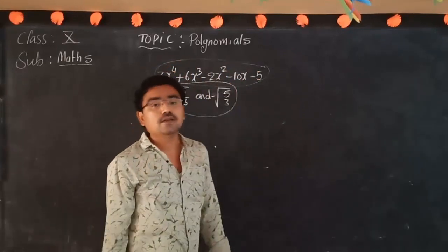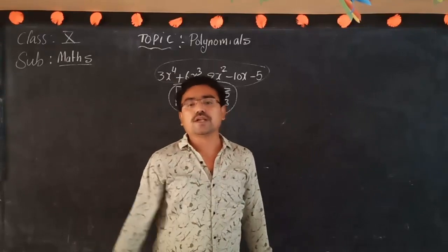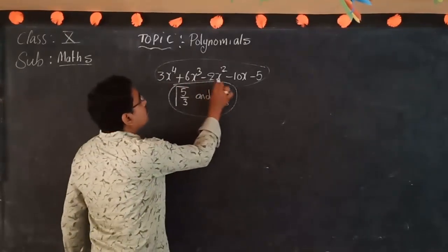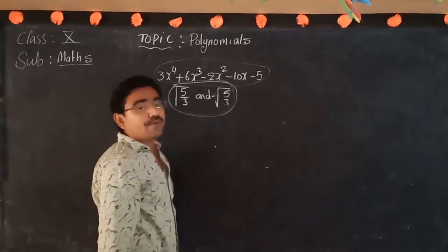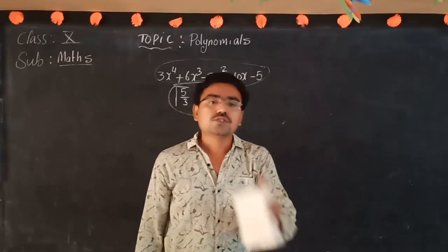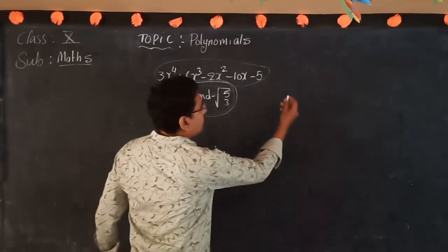So now I said, a biquadratic polynomial, how many zeros does it have? 4 zeros total. Out of that, 2 zeros are here, so we should find the other 2 zeros. For this, see, I am giving a simple example for you.